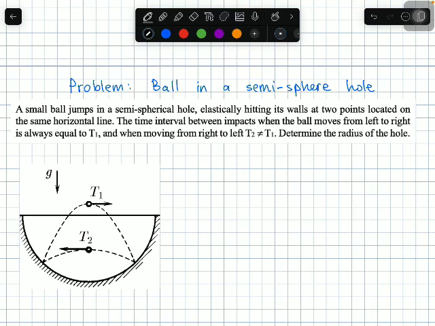There's a small ball which is jumping in a semi-spherical hole, elastically hitting its walls at 2 points located on the same horizontal line. The time interval between impacts when the ball moves from left to right is always equal to t1, and moving from right to left is t2, which is different from t1. The question is, determine the radius of the hole.